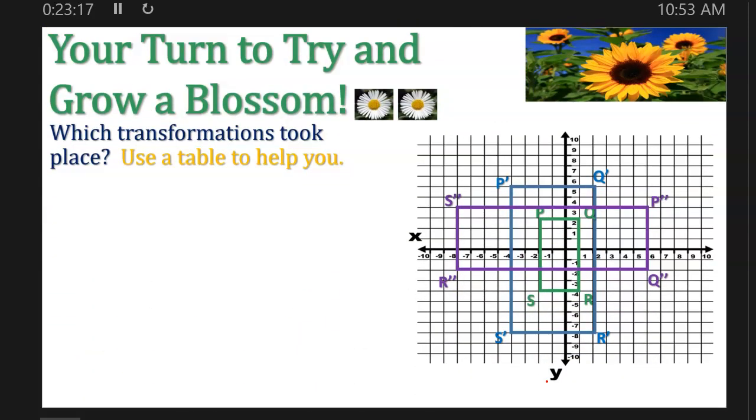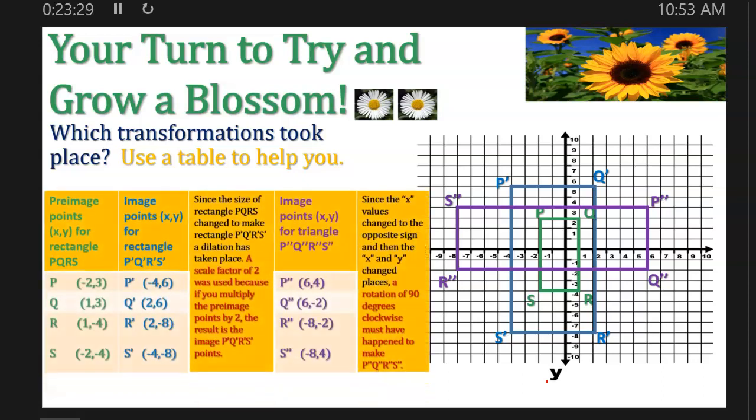All right, so let's do a second blossom. Which transformations took place? And feel free to use a table to help you. 1, 2, 3. Okay, so here's our table for this sequence of transformations. The green triangle, PQRS, we've listed the points, and then the blue larger rectangle here. Did I say triangle? It's a green rectangle, and then a larger blue rectangle.